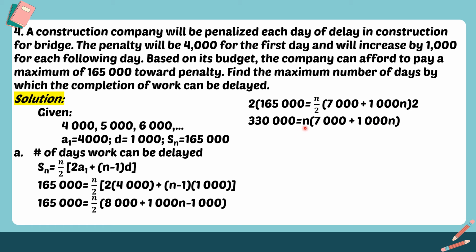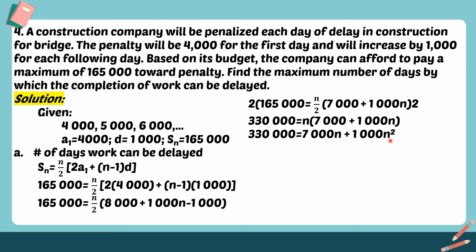Next step, distribute natin yung N sa 7,000 and 1,000 N. So, that is 7,000 N. And then, 1,000 N squared. Kasi nga, N times 7,000 is 7,000 N. N times 1,000 N is 1,000 N squared.